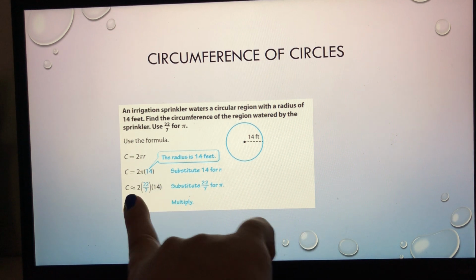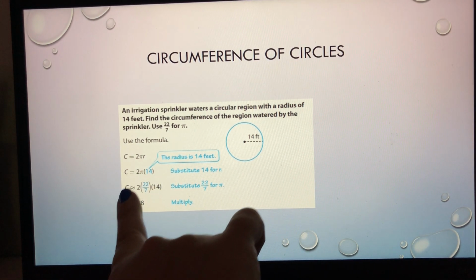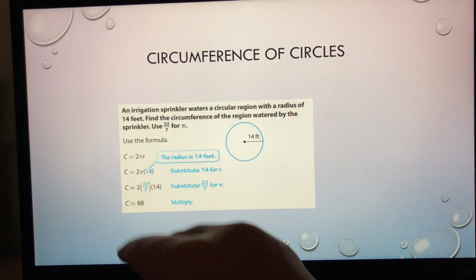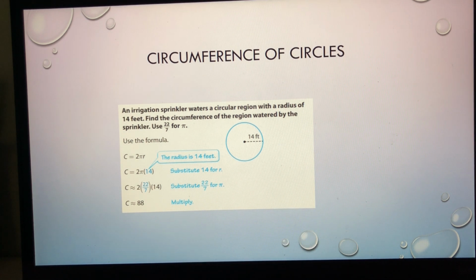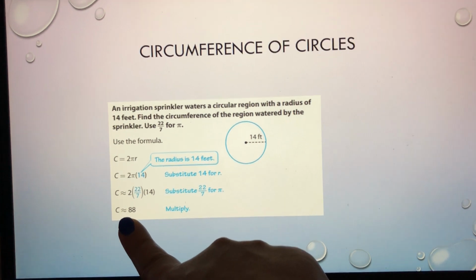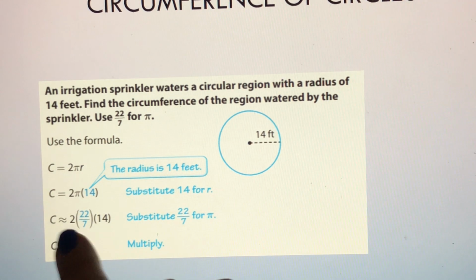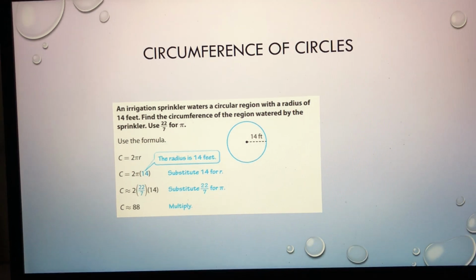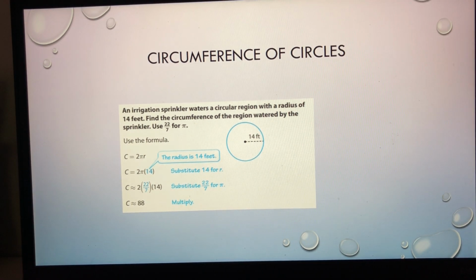At this point, they're all multiplying, so we can go from left to right and multiply. We would get approximately 88 feet. Remember that when we're doing anything that deals with circles, since we're using pi and it's a number where we don't really know where it ends, we have to use that approximately sign. That's that squiggly little equal sign here, because it's not the exact amount, but it's close enough.